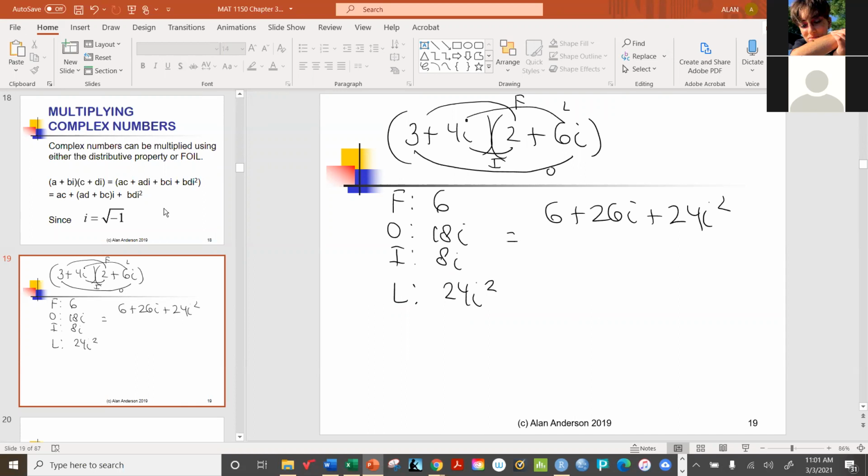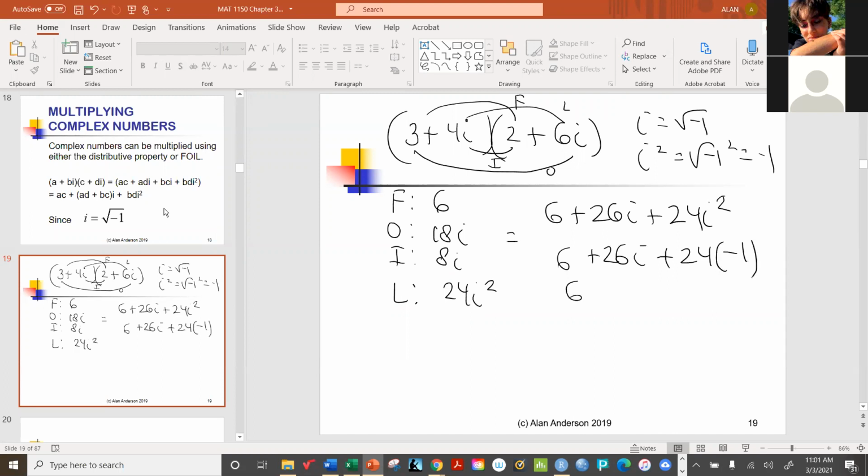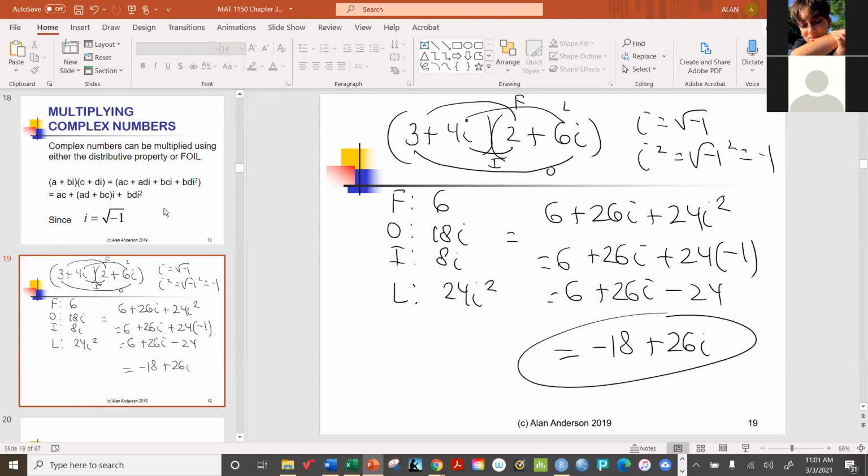But you recall from before that since i is the square root of -1, i squared is just -1. So you've actually got 6 plus 26i plus 24 times -1. 6 plus 26i minus 24. And by the time we're done, we end up with minus 18 plus 26i. Well, that was pretty straightforward. But again, it helps that we can simplify our results with these different powers of i. And so often we'll end up with much simpler results than we would get with real numbers when we multiply them together.